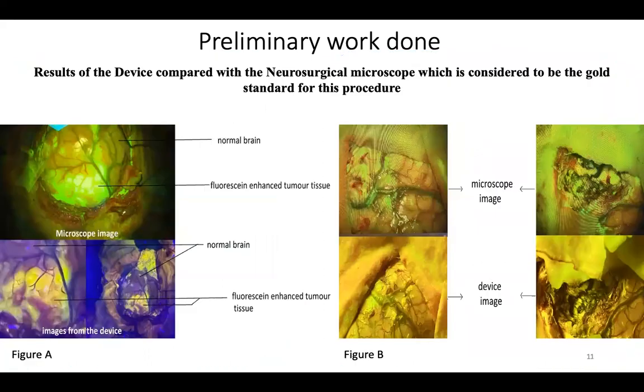In this slide, we have compared the results of our device with the neurosurgical microscope, which is considered to be the gold standard. In both the figures, the images above are taken from the microscope and the images below are taken from our device. As you can appreciate in the images, the fluorescein enhancement of the tumor tissue is exactly the same in the microscope and in our device.